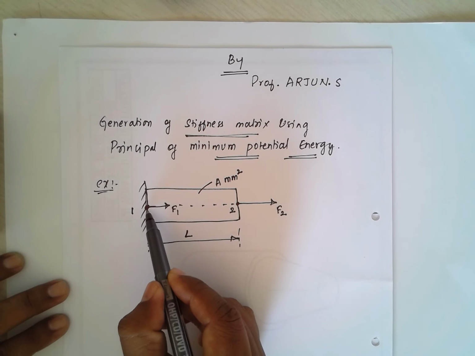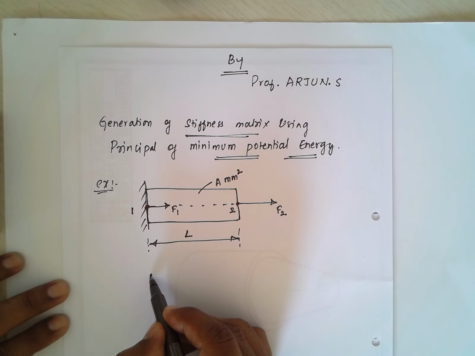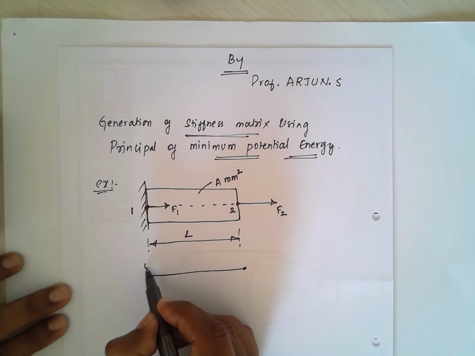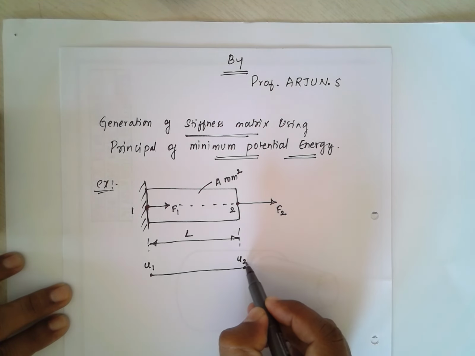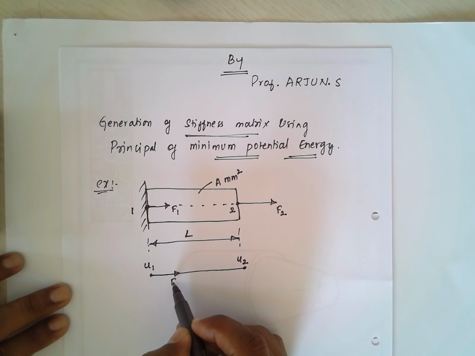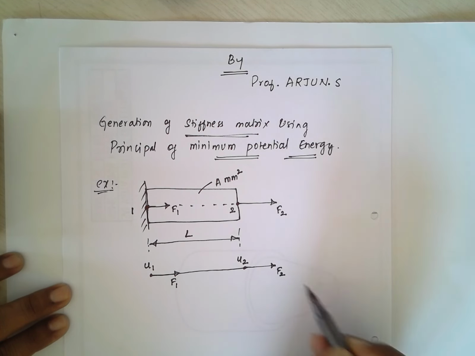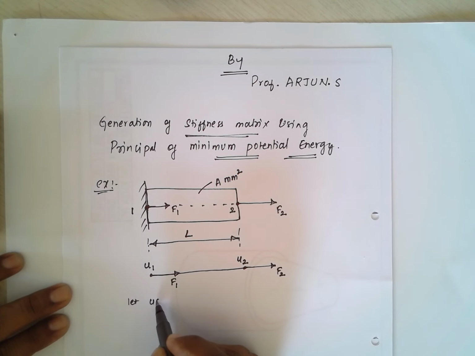Now this is node 1, okay, and the displacement at node 1, if you want to write a line diagram for this, the displacement at node 1 can be considered as u1 and displacement at node 2 can be considered as u2, and the load at node 1 can be considered as F1 and the load at node 2 can be considered as F2.